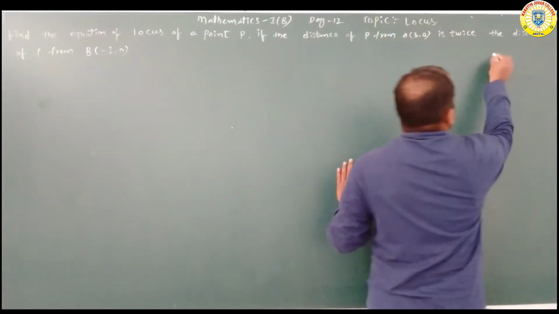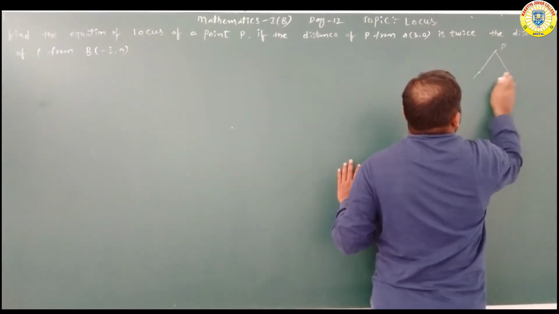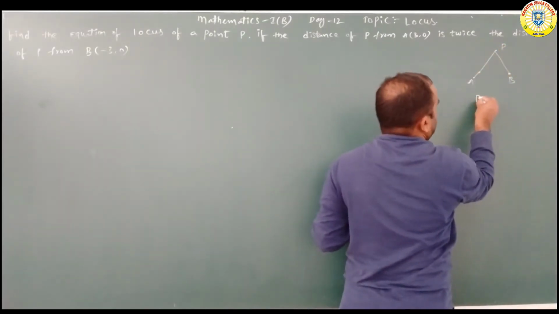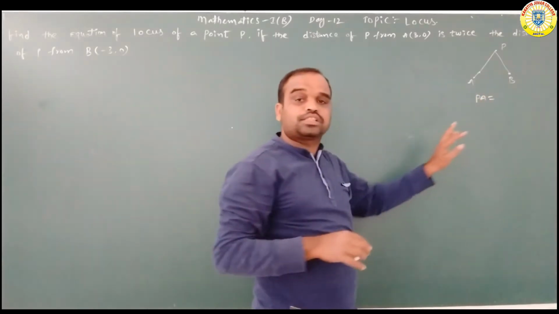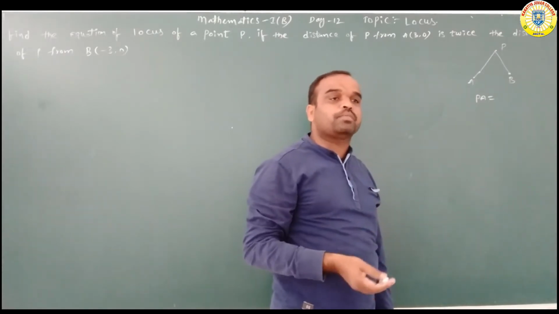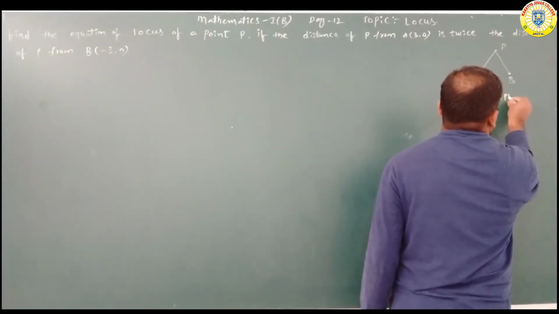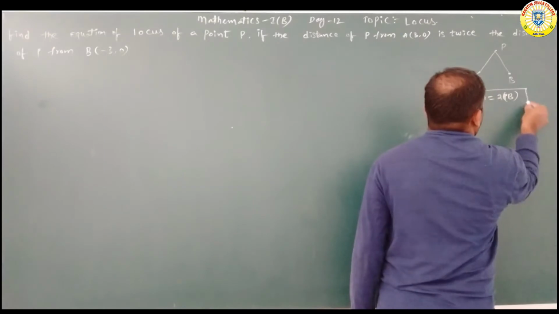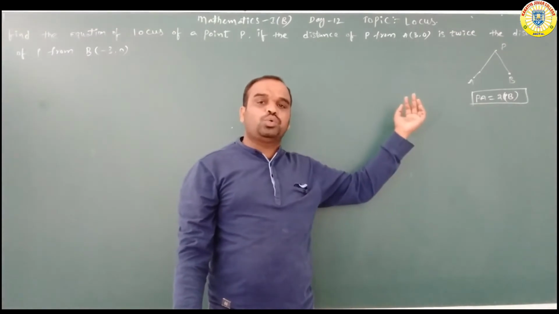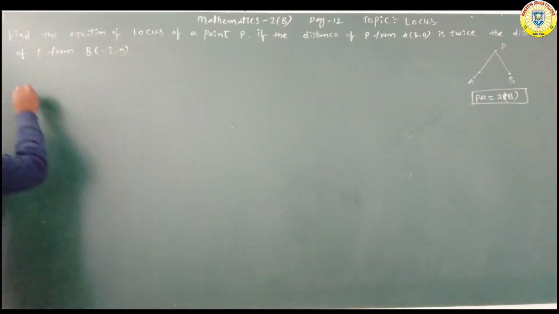So see here, there is a point P. Here is the point A, and this is the point B. The distance of P from A is PA, and PA is twice the distance of P from B. Twice means 2 times, so PA is equal to 2 into PB. This is our given geometrical condition. Okay now? See the solution.